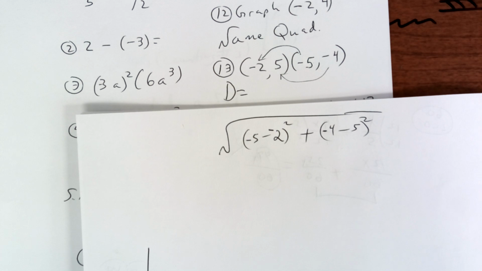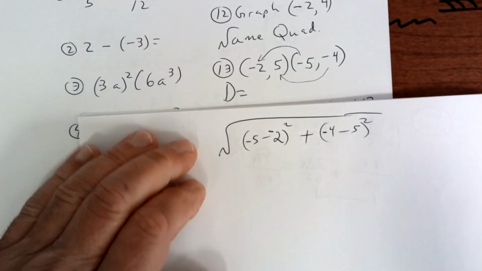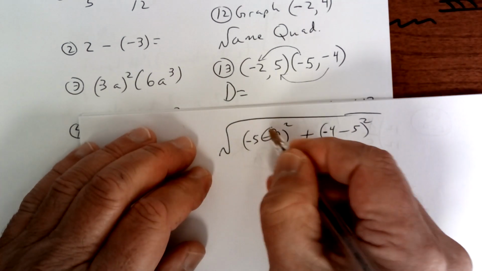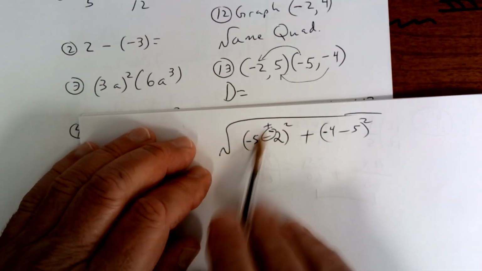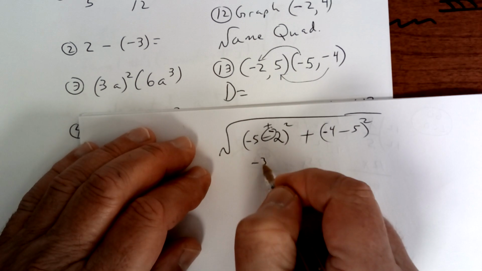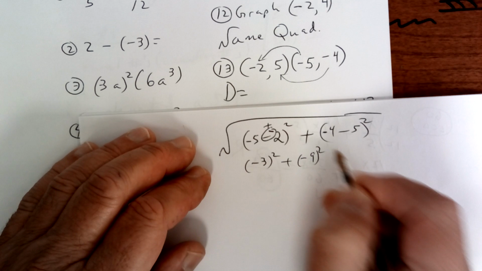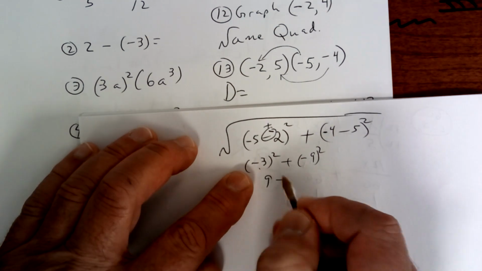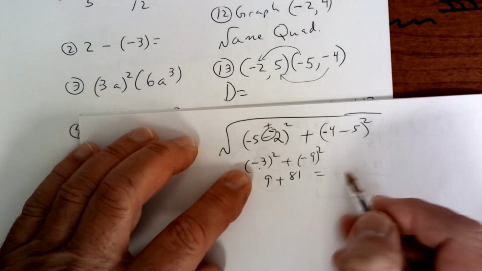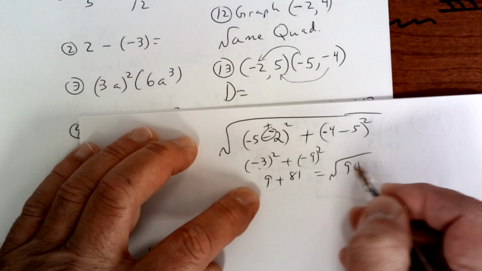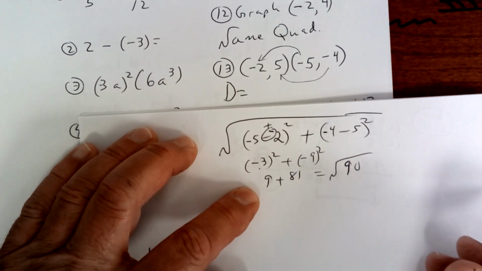All right, so if I had to do it, I would change that to a plus. And -5 plus 2 is a -3. This one is a -9. So that gives me 9 plus 81. So I get the square root of 90. Whatever that is. Any questions on what I did there?